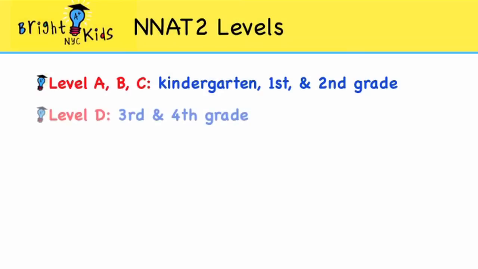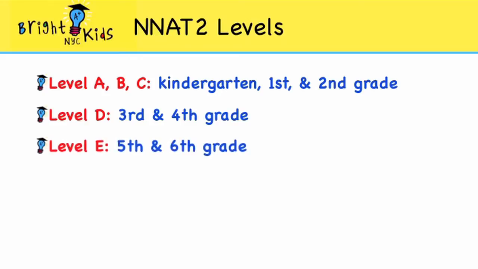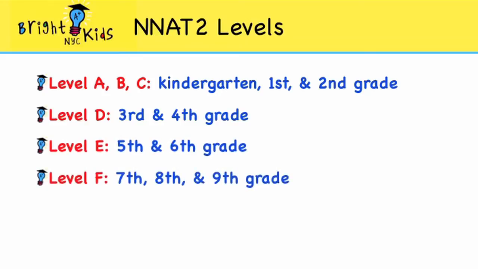The NNAT, the second version, is organized into 7 different levels. The first 3 levels, A, B, and C, correspond to grades K, first, and second. There's 1 level for each grade, because this is when children have the steepest and most accelerated change in development from one grade to another. The next level, D, is for 3rd and 4th grade, E is for 5th and 6th grade, F is for 7th, 8th, and 9th grade, and level G is for high school levels.